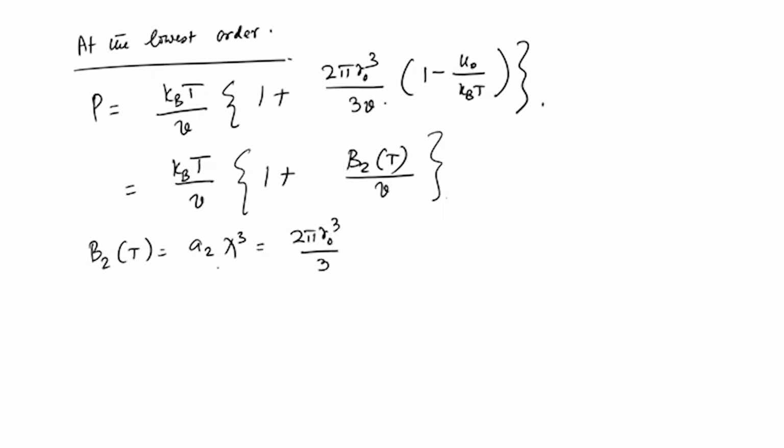So, this is just a new name for the virial coefficients. A2 was also a function of T. So, A2(T) multiplied by lambda cubed. So, it is 2 pi r0 cubed by 3 times (1 minus u0 by kT). Okay.